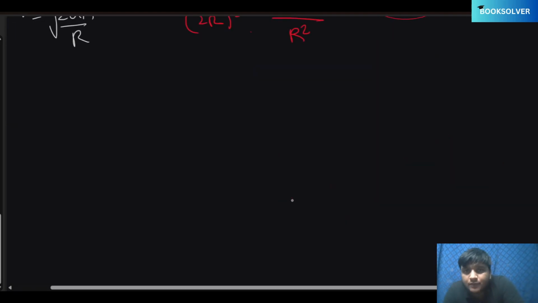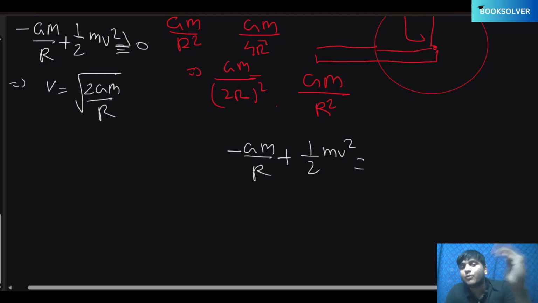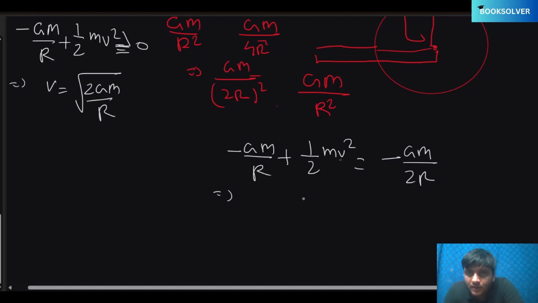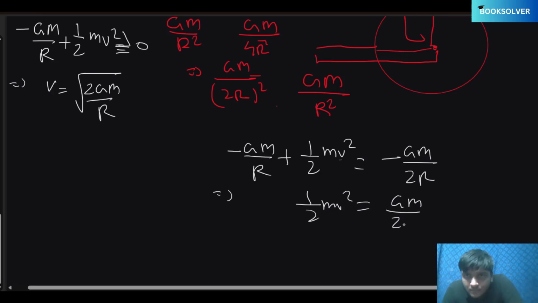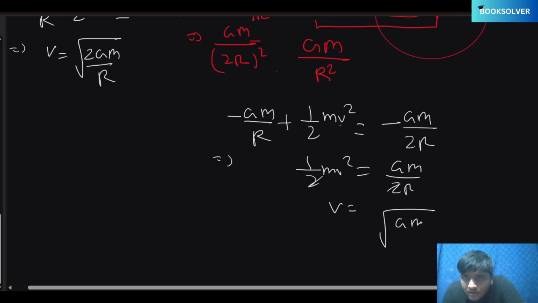Now let's find this velocity v by writing the energy equation. At the surface, its potential energy was minus GM by r, and the bullet has been given some velocity v, so its kinetic energy is half mv square. But after reaching the point at 2r, its velocity becomes zero, so its net energy there is equal to minus GM by 2r. Now if you solve this, we get half mv square equal to GM by 2r. That is, v is equal to root under GM by r.